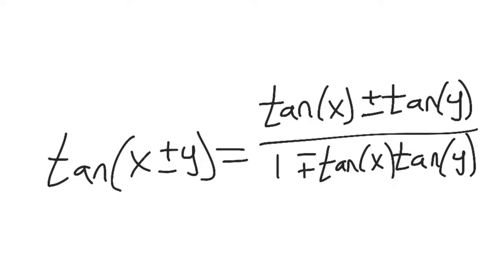So basically the plus or minus symbols have order for a reason. If it starts with a plus, if it's x plus y, then you do tangent x plus tangent y over 1 minus tangent x tangent y. If you start with x minus y, then you go with the bottom symbols: tangent x minus tangent y over 1 plus tangent x tangent y.